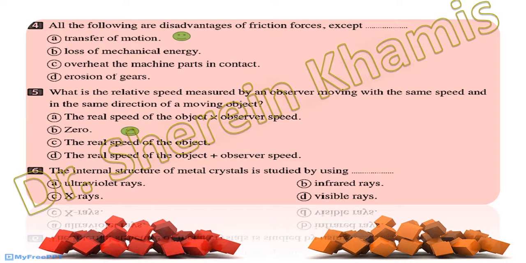But here there is no difference between them. The difference equals 0 as they move with the same speed and the same direction. Also, if we have opposite directions, that makes a negative between them. So the relative speed in the case of opposite direction is the real speed of the car minus the observer's speed, as the observer is moving in the opposite direction of the motion. You will study these rules in detail in third prep.